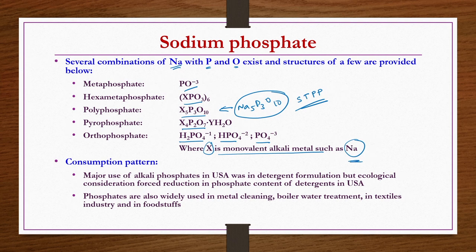Consumption pattern. Most of the alkali phosphates produced in the USA are used for detergent formulation, but because of ecological considerations, there is a forced reduction in the phosphate content of detergents in the USA. However, these phosphates are also widely used in metal cleaning, boiler water treatment, in textile industries, in foodstuffs, etc.